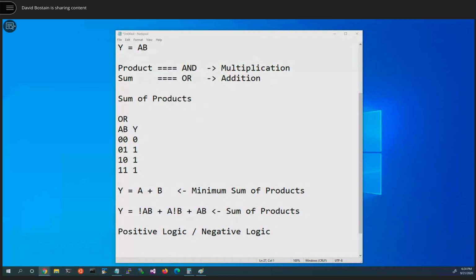Okay, now, obviously we could take any particular Boolean equation.